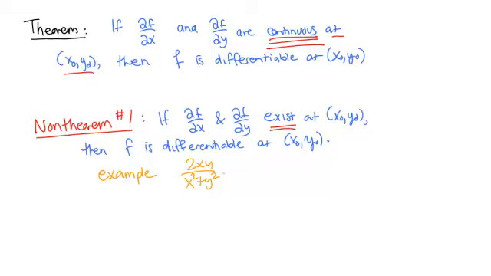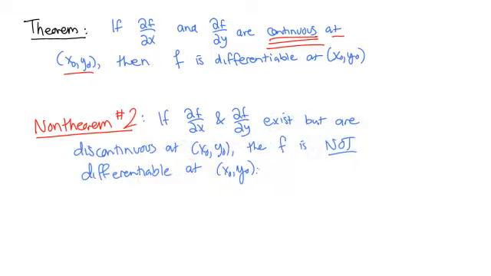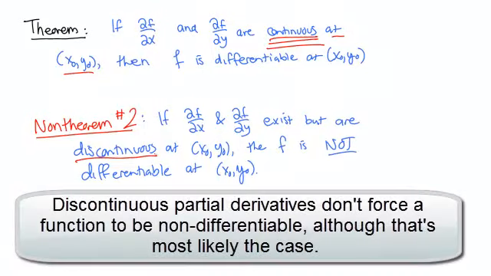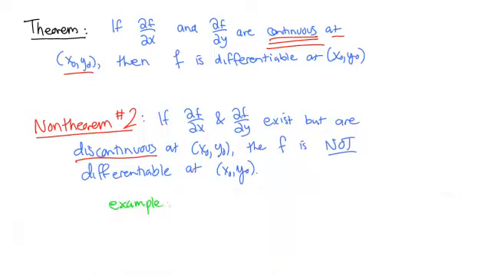There's a second non-theorem worth paying attention to. Non-theorem number 2. If the partial derivatives exist, but they're discontinuous at the point x naught, y naught, then f must not be differentiable. That's also a false statement. It turns out that you can be differentiable, but have your derivatives be discontinuous. If you're interested, you might try plotting the function f of x, y equals x squared plus y squared times the sine of 1 over x squared plus y squared. This is a function that is differentiable at the origin, but its derivatives are actually pretty wild and crazy when you try to plot them.